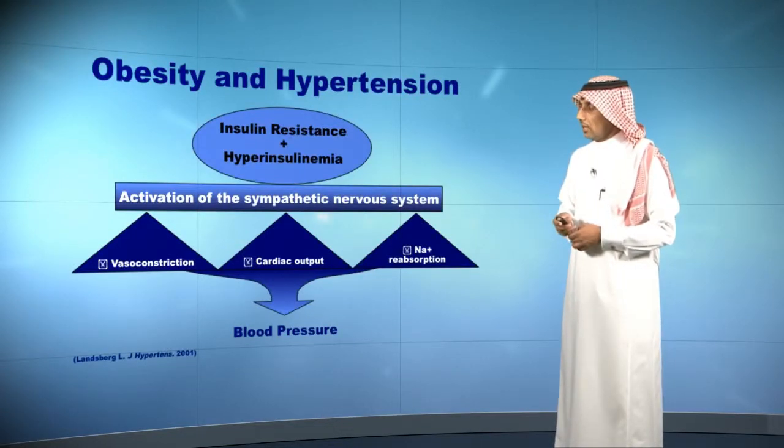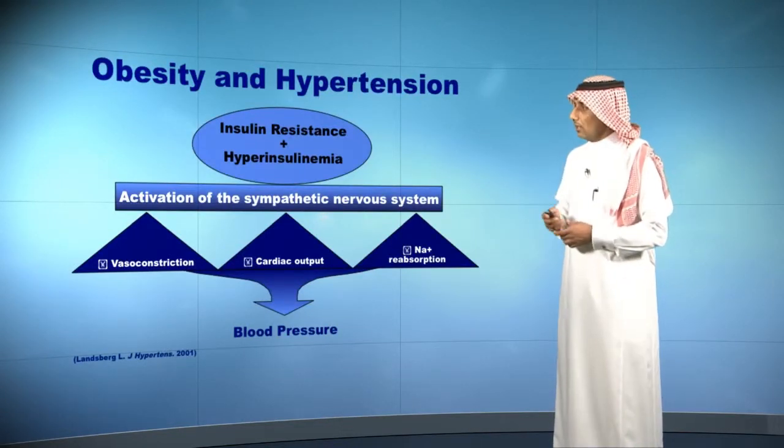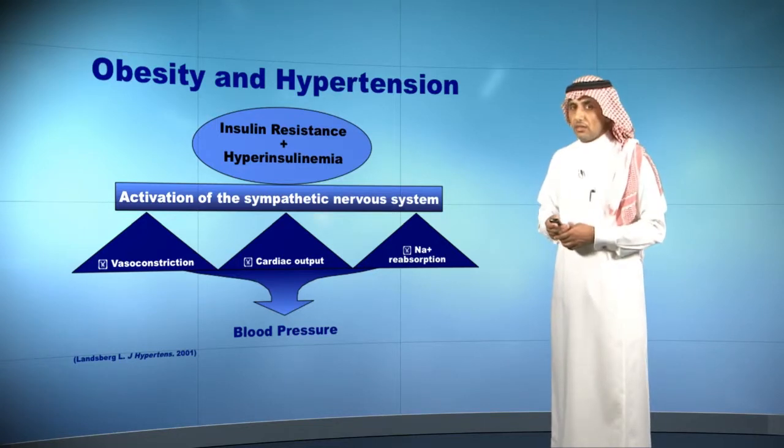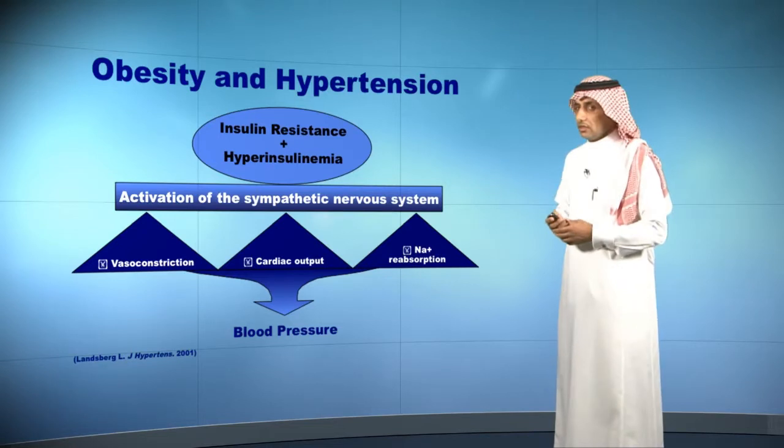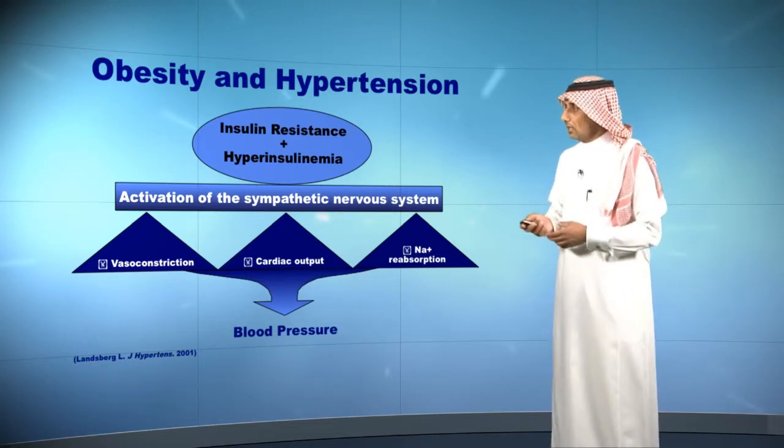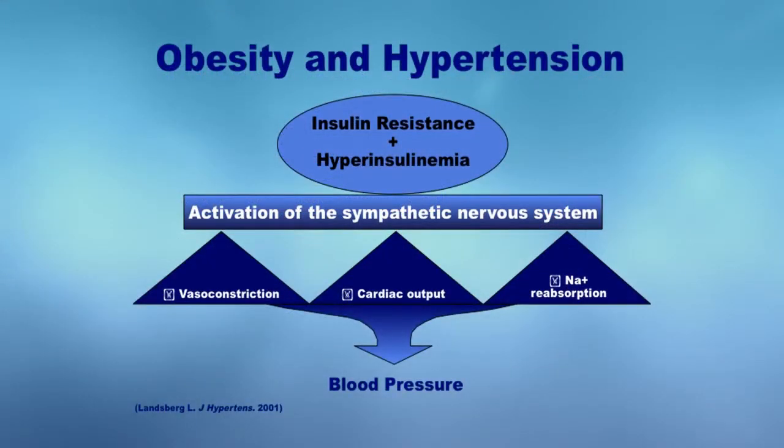So I think we mentioned this before. Insulin resistance is increasing. Hyperinsulinemia is the result of insulin resistance. This will lead to activation of the sympathetic nervous system, which leads to vasoconstriction, increased cardiac output, and increased sodium and chloride reabsorption, which lead to the end result, which is that blood pressure is increasing.